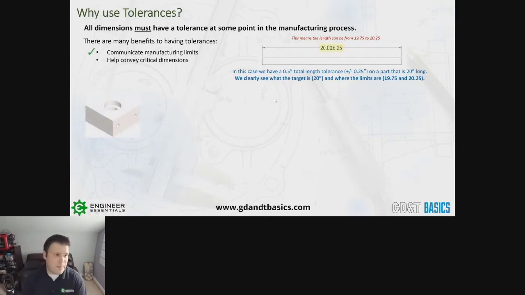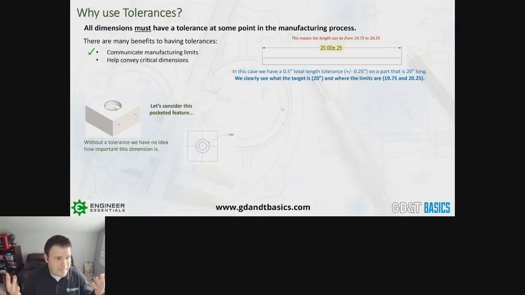The big reason that people cite is that it helps convey critical dimensions. And that is absolutely true. When you have a critical dimension, let's consider this pocketed feature right here. Without a tolerance, we have no idea how important this dimension is. If I sent this to my supplier and said, hey, do the best you can, they don't know if they have to do precision boring. They don't know if they have to, or if they can just use a hand drill and drill this into there, right? Can we drill it by hand? Does it need to be reamed?